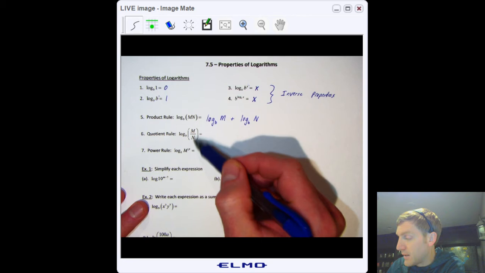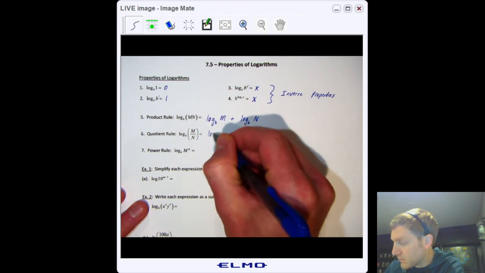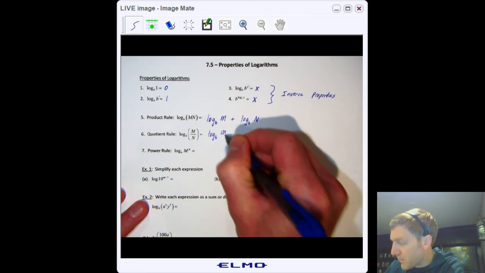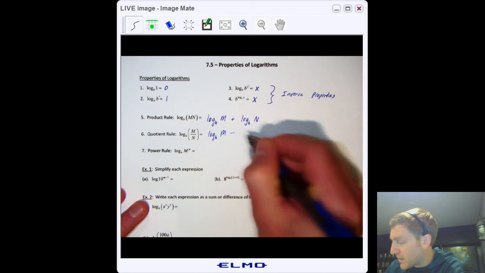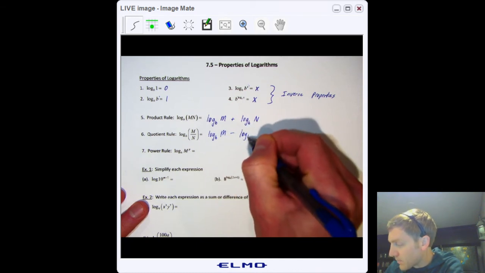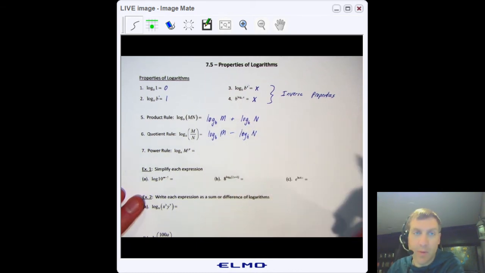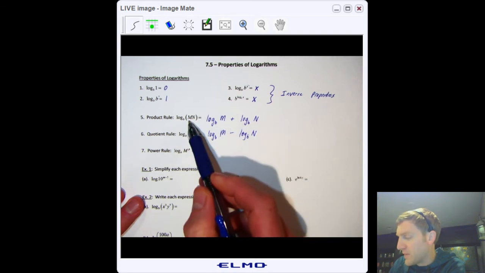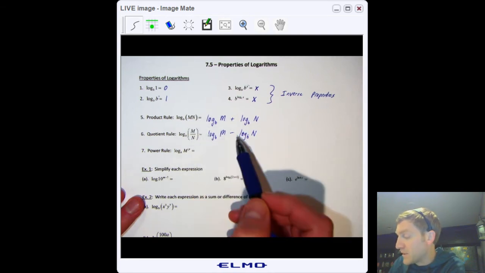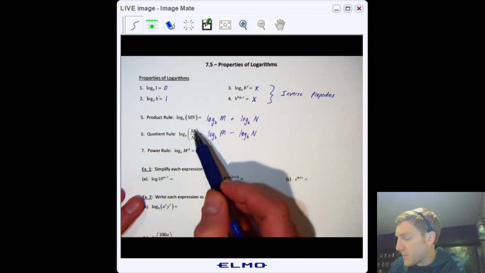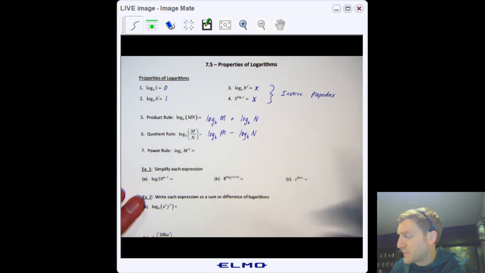Likewise, division. If you have division inside a log, it becomes subtraction of the 2 separate logs. And you probably guessed that after the first one. If addition becomes multiplication, division becomes subtraction. So it's log base b of m minus log base b of n.